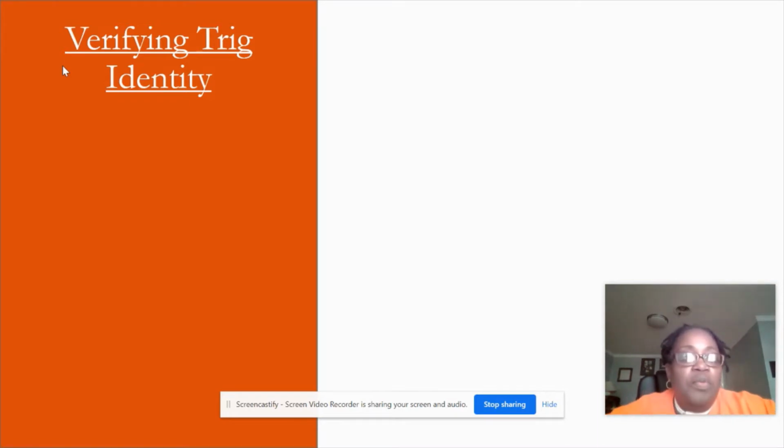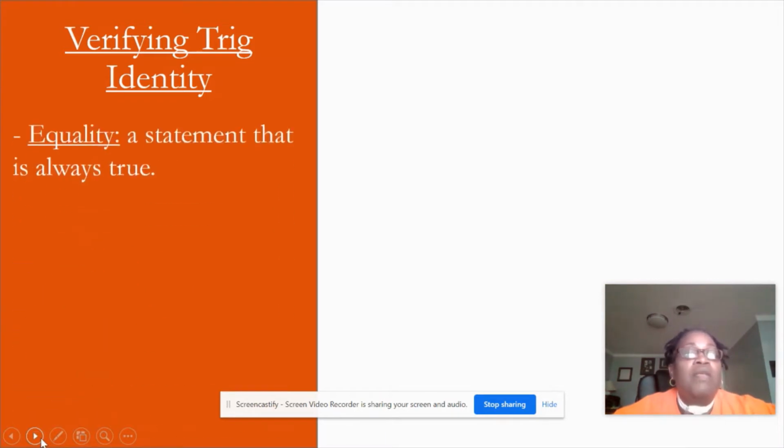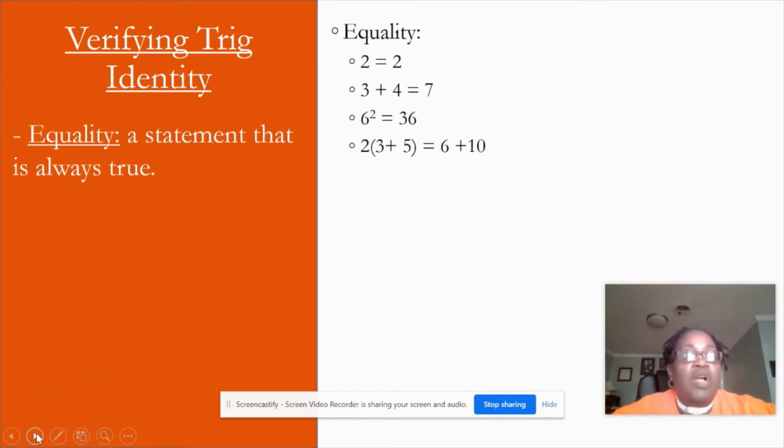This week in class, you will be verifying trig identities. First, we want to talk about the different types of things that you've done in the past. Equality: a statement that is always true. So you see 2 is equal to 2, 3 plus 4 is equal to 7. Those things are easy to see.